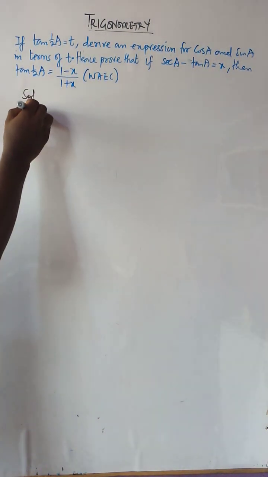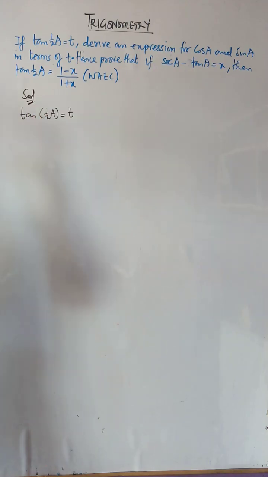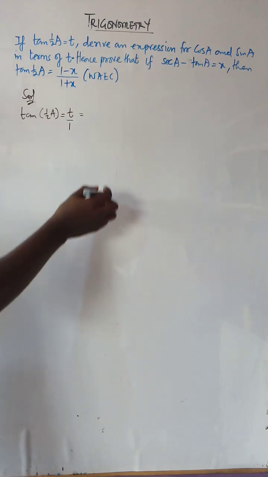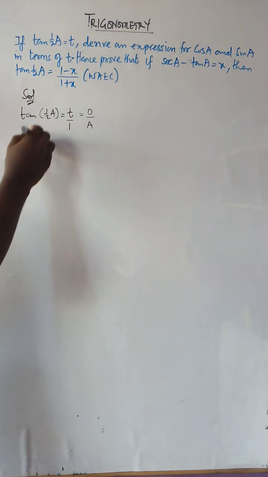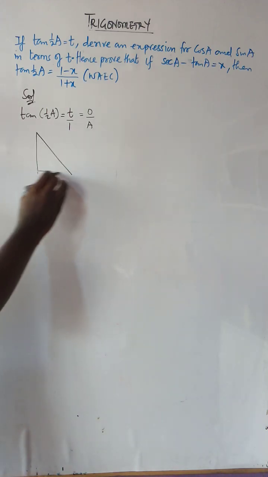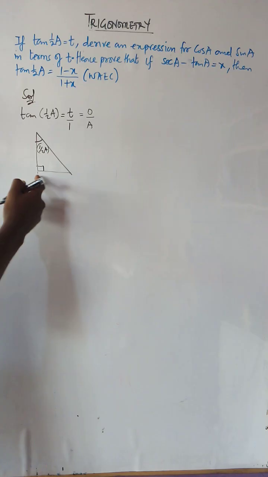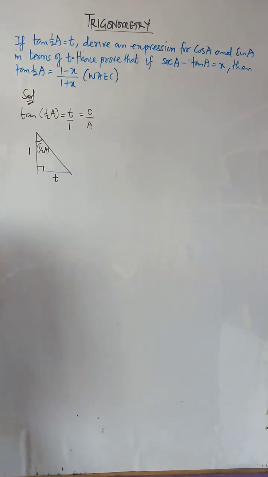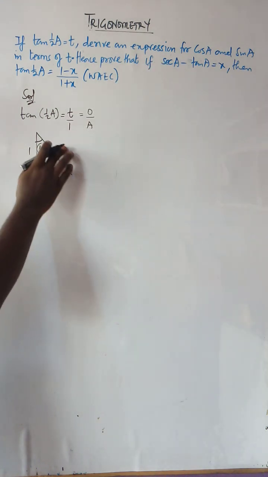So if tan half of A equals t, remember that tan is opposite over adjacent. So it means you can write it as t over 1. So if you have a right angle triangle, where let's suppose this is our angle, half A, the opposite is t and the adjacent is 1. What will be the hypotenuse? We can get the value, let's call it x. Oh, there's already x in the question, let's call it y.